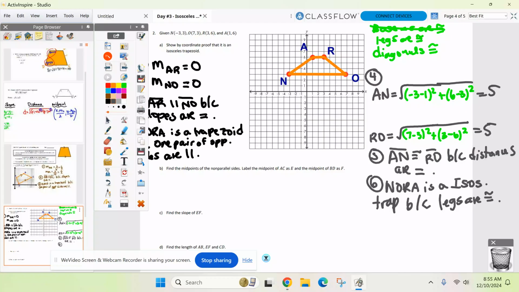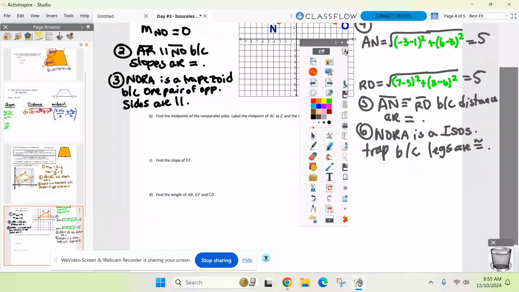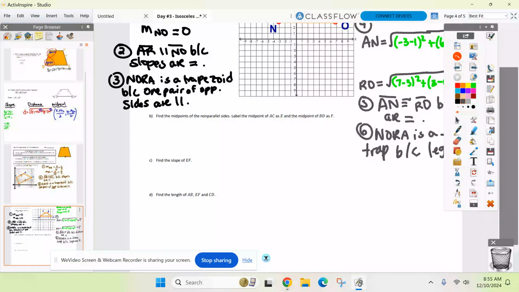All right, last thing I want to do with you, I want to show you a special segment inside the trapezoid. And to do that, you're going to need some midpoints here. And that's why I gave you the midpoint formula. So I'll give you guys a couple minutes right now. We're done with the coordinate proof.